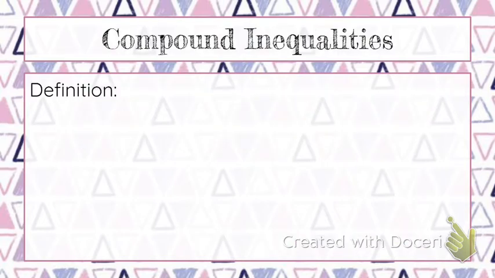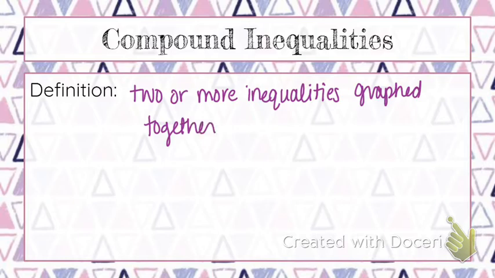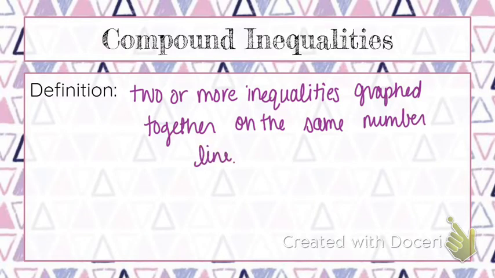So first of all, compound inequalities, we need to define them. These are two or more inequalities graphed together on the same number line. Okay, so two or more inequalities graphed together on the same number line. So when we look at some examples, it'll make more sense.